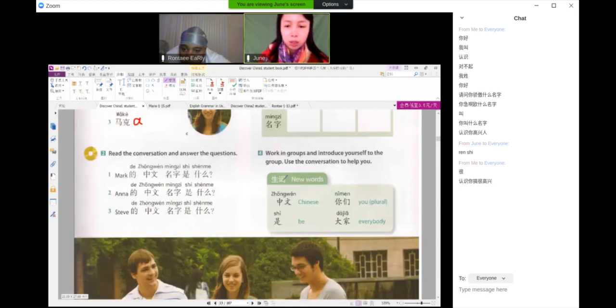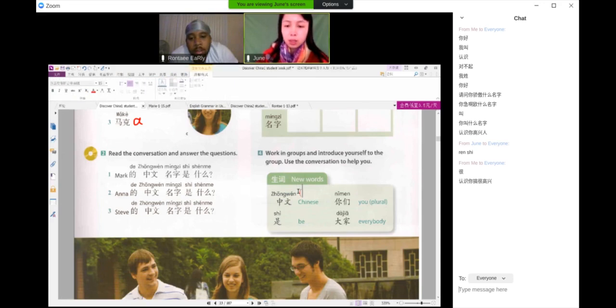Before we check it out, we have some new words to learn. First one is 中文. This means Chinese as a language, not Chinese people. Okay, then how to say Chinese people? 中国. 中国 is the country. Very good. And remember, I just told you how to say people. Oh, that's 人.